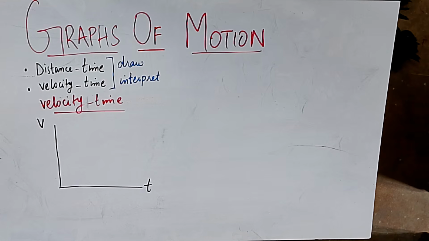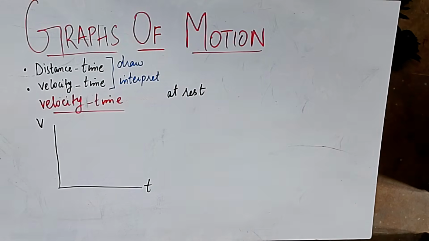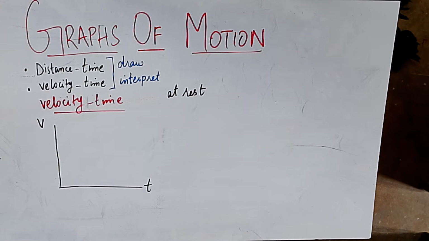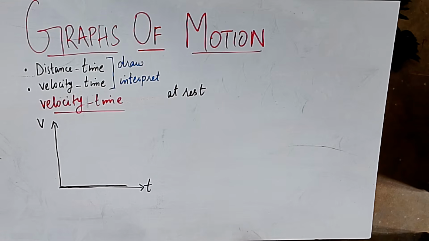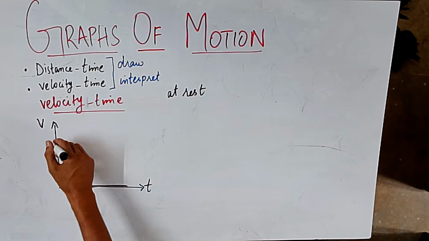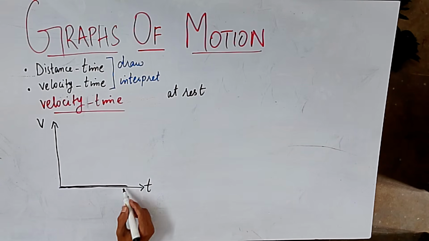So first of all, let's take the condition if the object is at rest. When the object is at rest, it means that the velocity is 0. So the line will be on the x-axis, because there is no velocity. That's the difference between the speed time graph and velocity time graph: when the object is at rest in a speed time graph, the line could be at some point over here as well. But when you talk about at rest in a velocity time graph, the line will be on the x-axis, that is representing at rest.